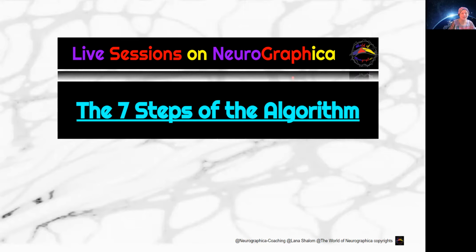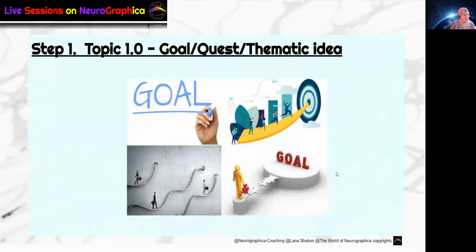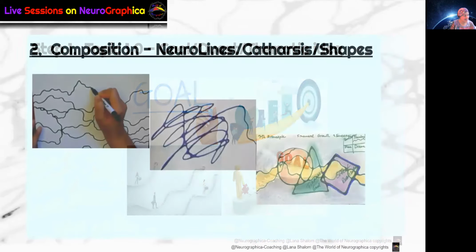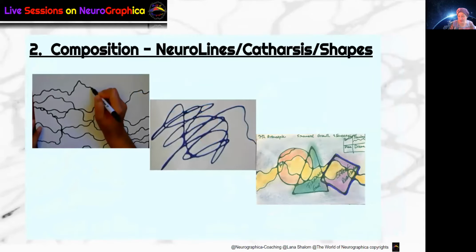Well, let's go quickly through all the other steps. Step 1 of the 7 steps is setting the goal, figuring out what's your thematic idea, what is it that you would like to achieve through this drawing. Step number 2 is starting your composition. We can do it 3 ways. We can start with the shapes, we can start with the neurolines, or we can start with a dramatic synapses, which would be the catharsis.